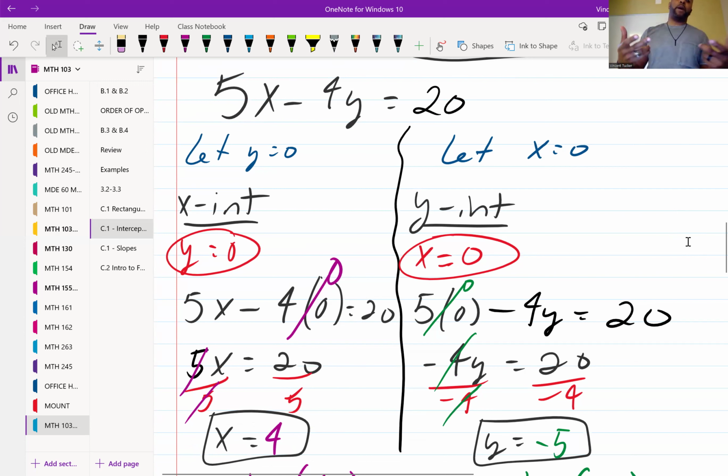If I'm going to find my x-intercept, I'll start off by letting y be equal to 0. So it'll be 5x minus 4 times 0 equal to 20. 4 times 0 is 0, and that leaves me with 5x equal to 20. Divide both sides by 5. X is equal to 4.